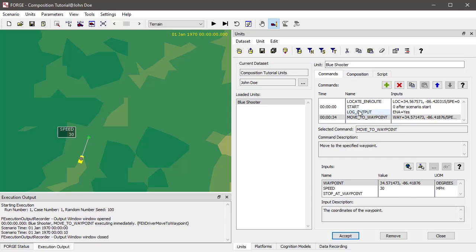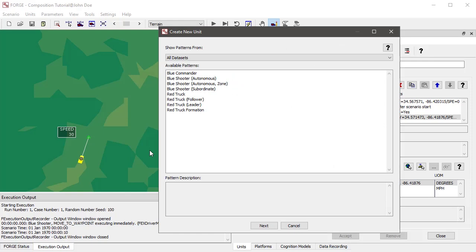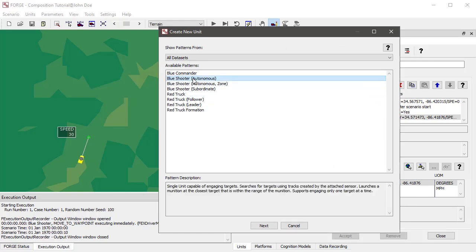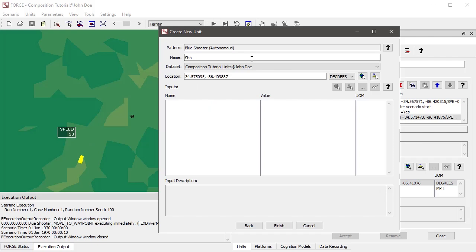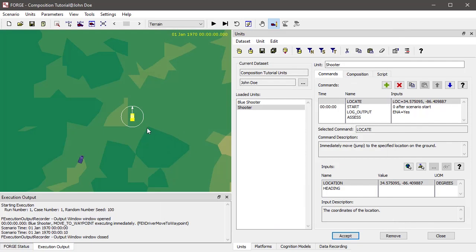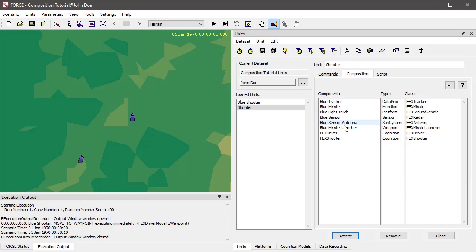So now we're going to talk about sensors and their supporting models. Before I do that, I want to go back to something that I've talked about before. I'm going to use the unit pattern to create the unit that we are actually now in the process of building up by hand. It's a shooter. So I'm just going to call this shooter and finish. When I create a unit from a pattern, all the models that are needed by this unit to let it do whatever this unit's supposed to do are already attached. So I've got 8 different models here already attached.